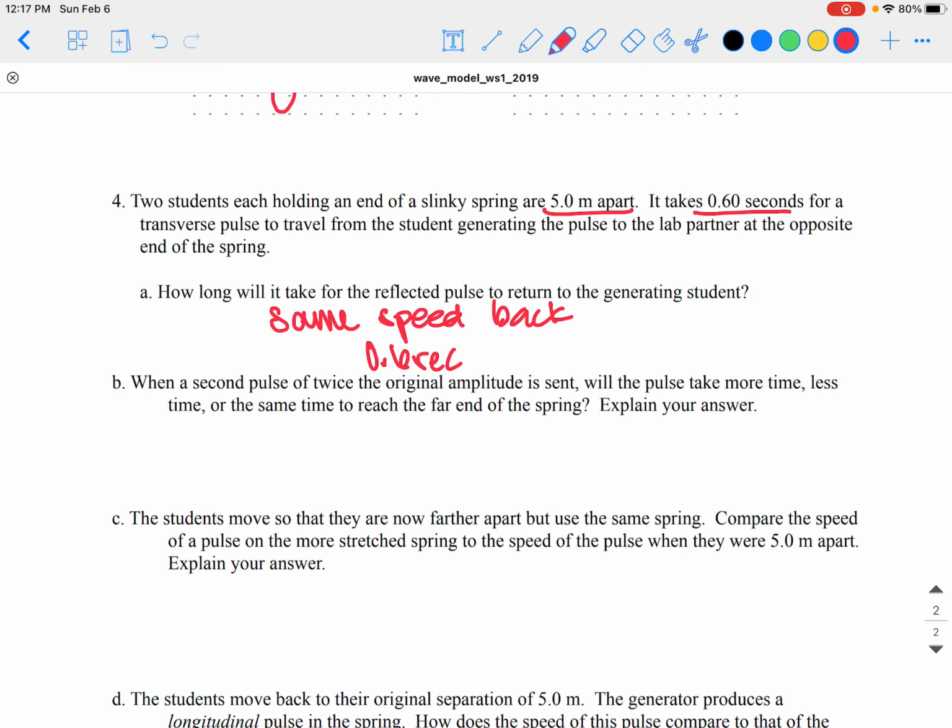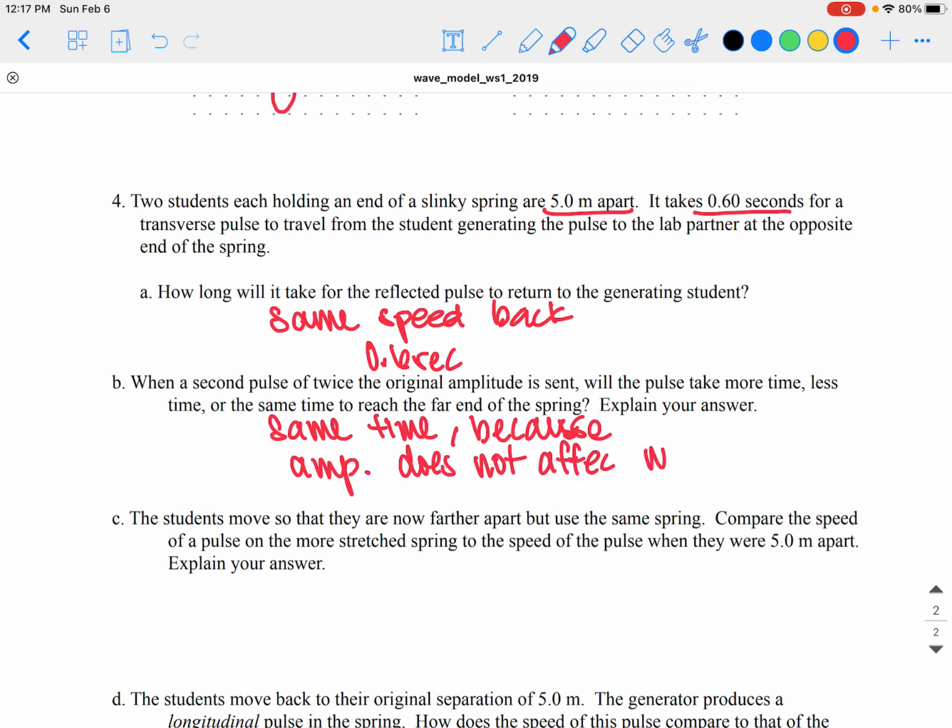When a second pulse, twice the original amplitude, is sent, will the pulse take more time, less time, or the same amount of time? So it's going to be the same time because amplitude does not affect wave speed.